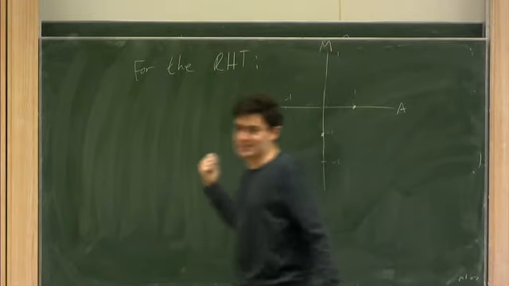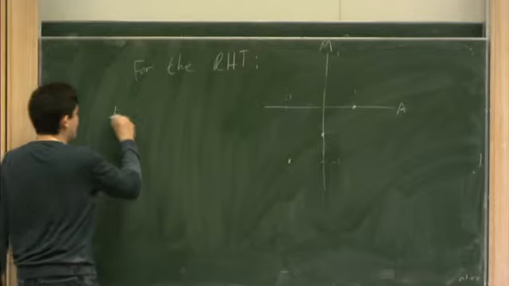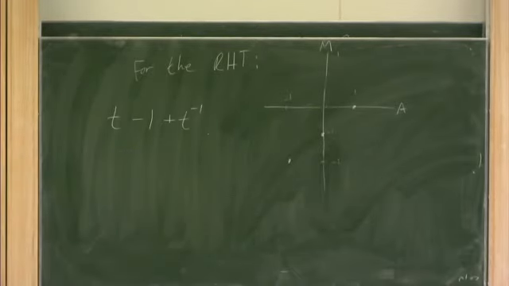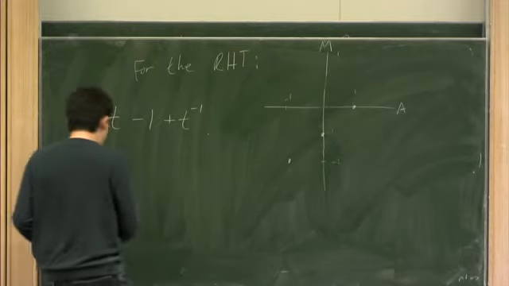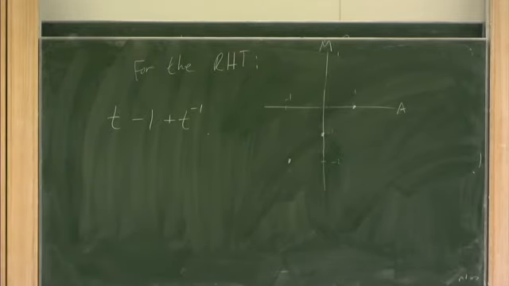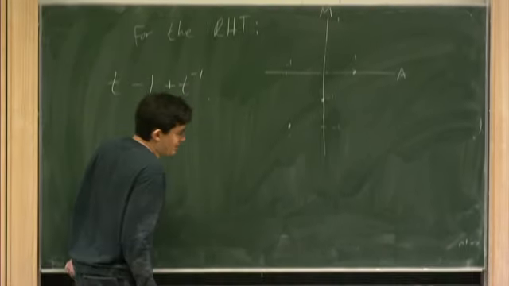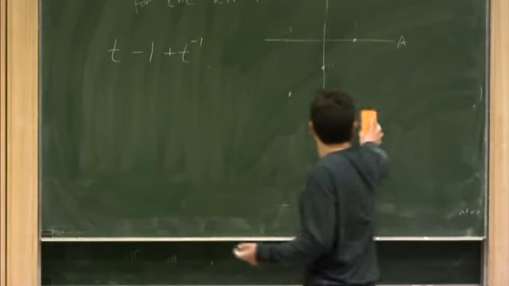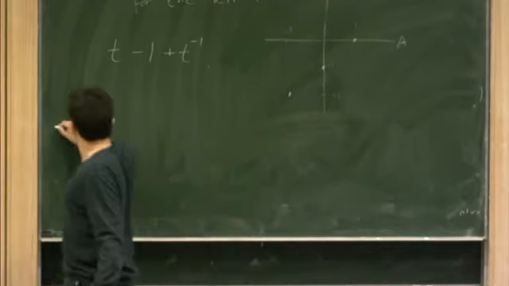If I take the graded Euler characteristic, what do I see? I see t minus 1 plus t inverse, which is good, because that's the Alexander polynomial of the trefoil. Okay, let's just mention another fact, and then maybe we can take a short break. Okay, so one more fact.